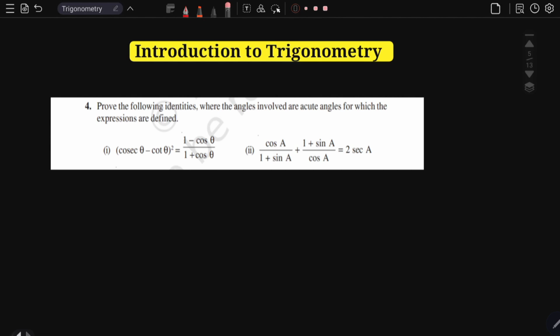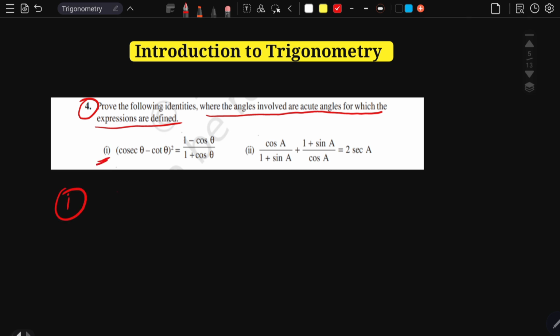So today's topic is Introduction to Trigonometry, exercise 8.3. Question number 4 is given. Prove that the following identities, where the angles involved are acute angles for which the expressions are defined. (cosecant theta minus cot theta) whole square, which is equal to, we need to prove it as (1 minus cos theta) by (1 plus cos theta).